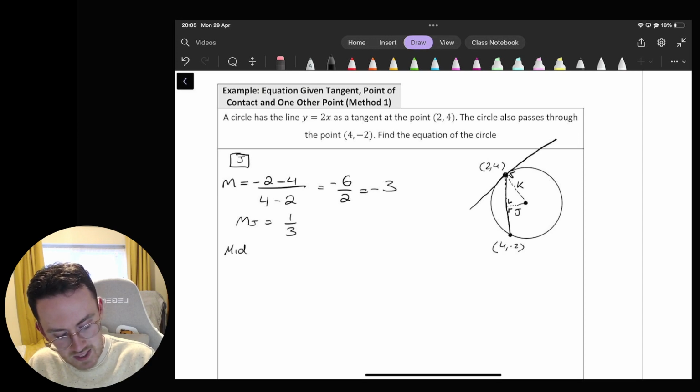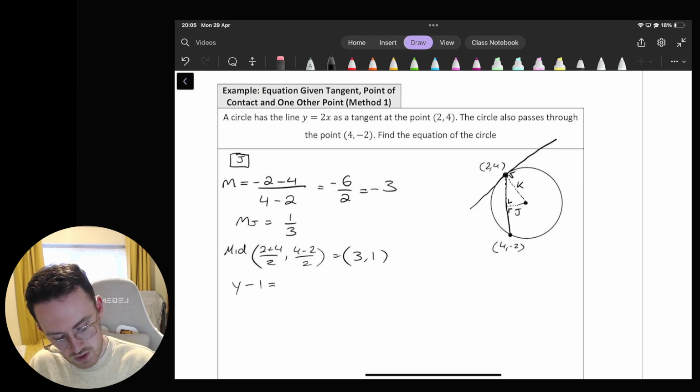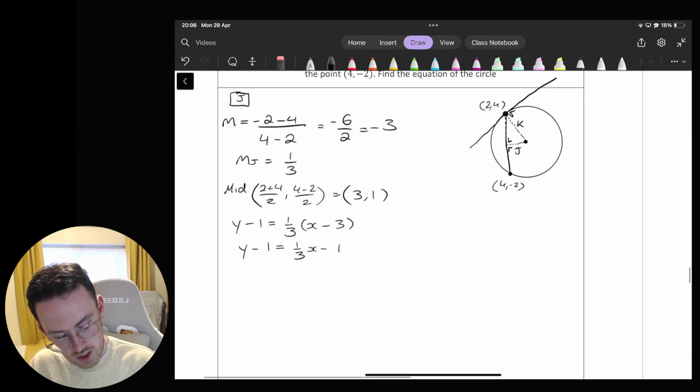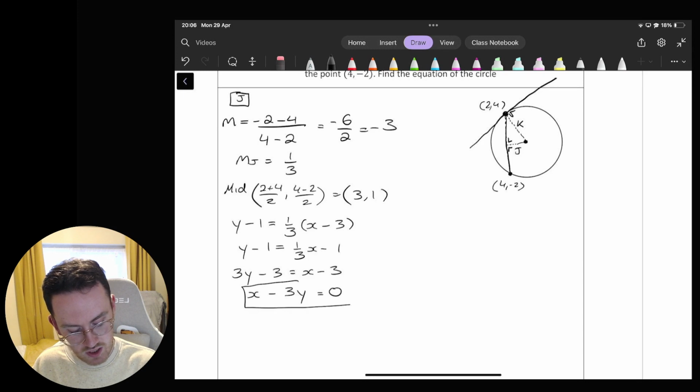Okay, if it's going to be a bisector, I'm also going to need the midpoint. So (2 plus 4) over 2 and (4 minus 2) over 2. So that's 6 over 2, which is 3, and 2 over 2, which is 1. So the midpoint (3, 1), slope 1/3, y minus y1 equals m(x minus x1): y minus 1 equals 1/3(x minus 3). Multiplying by 3, 3y minus 3 equals x minus 3. So x minus 3y equals 0. Okay, so a nice simple equation there for us for the moment.